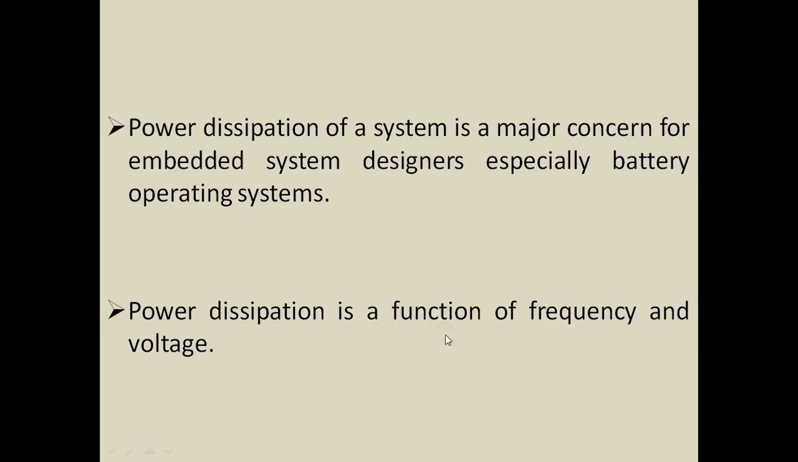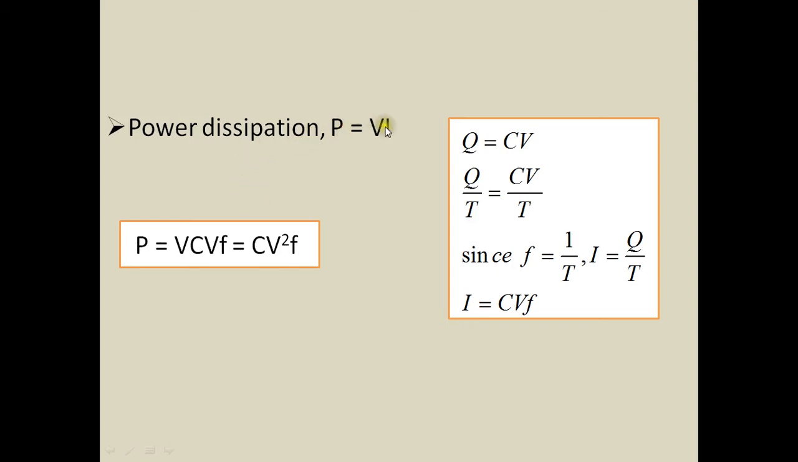The power dissipation is a function of the frequency in addition to voltage and current. So power dissipation P is given by voltage times current, and how this power dissipation is related to frequency we can derive here. We are considering a charge storage device, which is given by Q equal to C times V. If you divide by time on both sides, Q by T equals CV by T, where 1 by T equals frequency, and current is given by charge by time. So this equation turns into I equal to CVF, and if you substitute current in power dissipation, we get P equal to CV square times F.